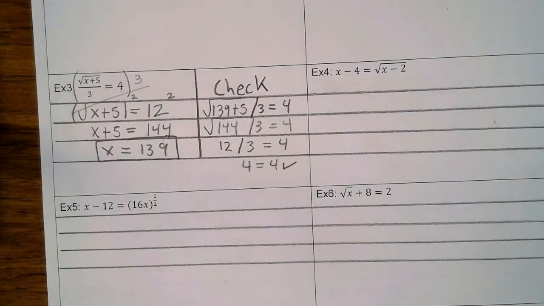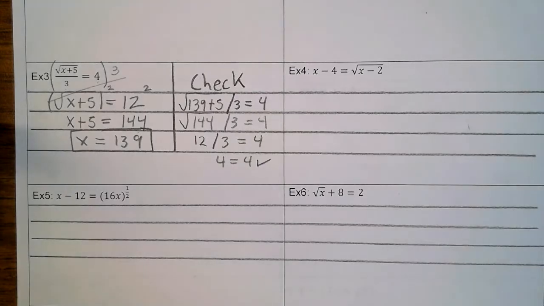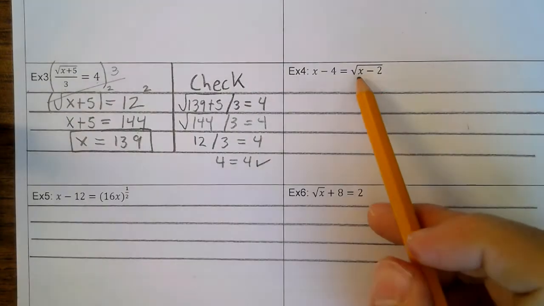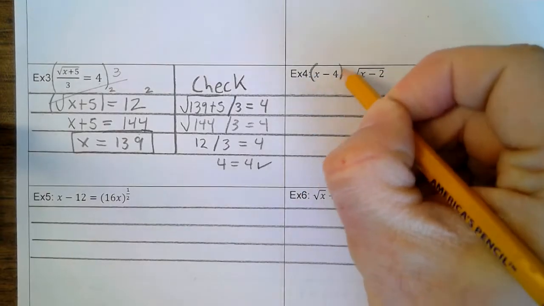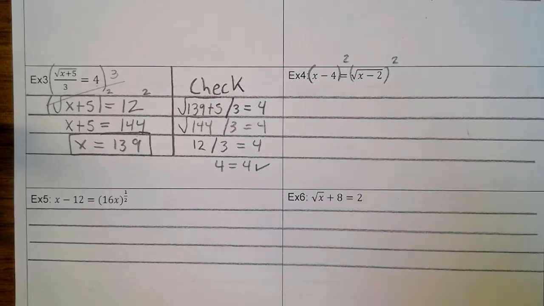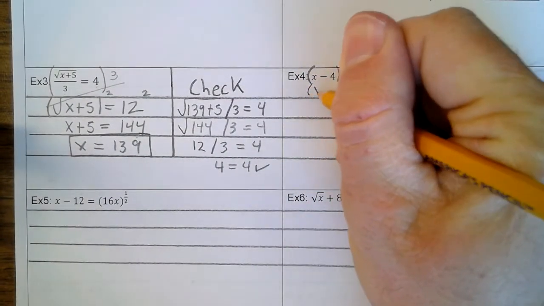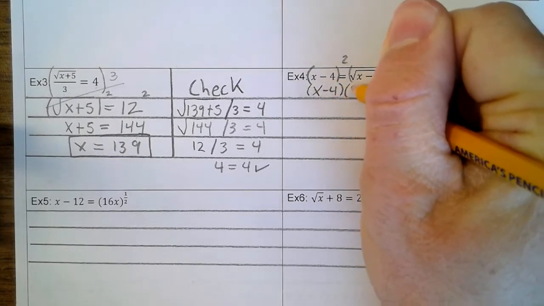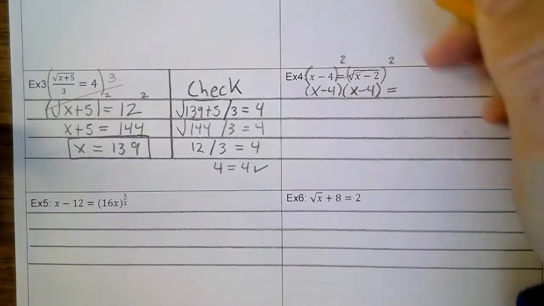All right, let's look at example 4. All right, the square root is isolated. So the next step is we're going to square both sides. Then x minus 4 squared is x minus 4 times x minus 4 equals, this becomes the power of 1, equals x minus 2.